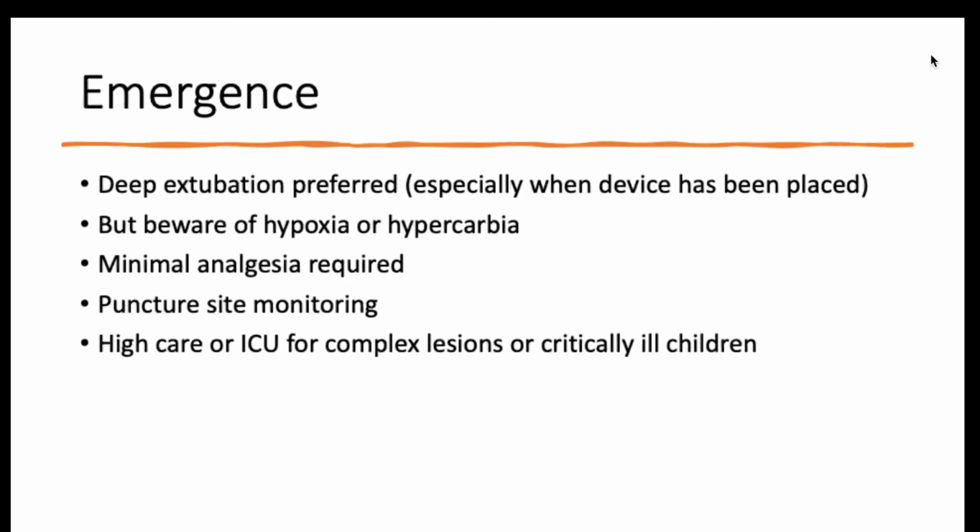And I have had one incidence of that where I had to take a child back to theatre to fetch the device, because it had coughed in the ward or in recovery, and then when they did the post-op echo, they found that it had embolized. But beware of hypoxia or hypercarbia, okay? So you need to make sure that they are maintaining their SATs on spontaneous ventilation before you remove the LMA or the ET tube. Remember, minimal analgesia is required, so don't ever give them morphine, please.